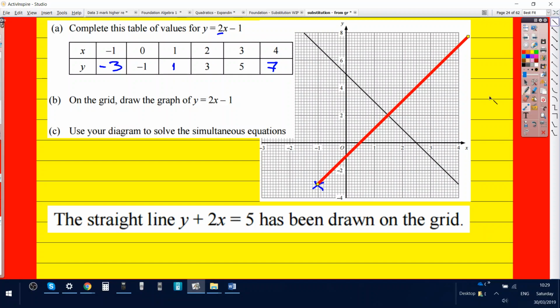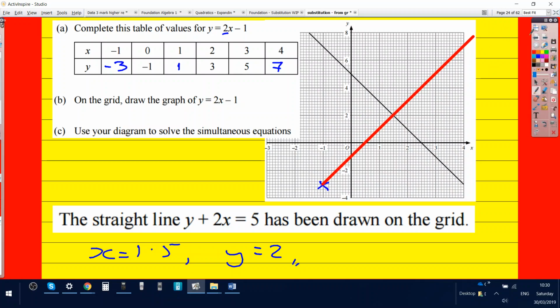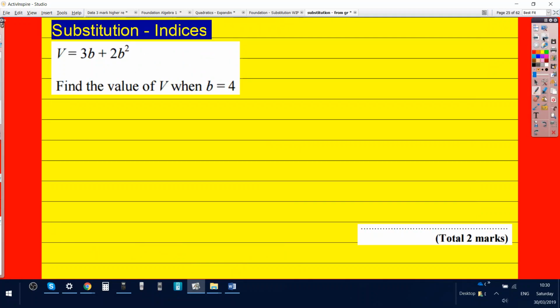And then part C. Okay, so would x be 1.5 and y be 2? Yeah. And so sometimes they give you just one line, you have to draw the second yourself and see where they cross over to solve it. Okay. And so yeah, if you have a diagram, it's much easier just to use that to solve simultaneous equations. How about this one?